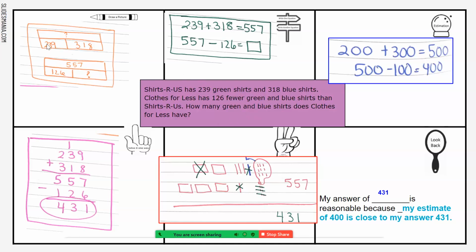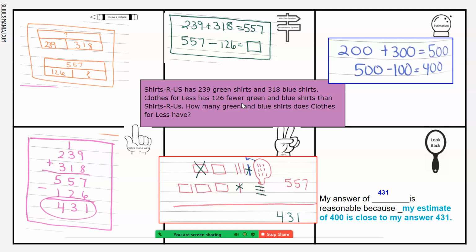Because we've got to start with 239 green shirts, 318 blue shirts to find out how many total green and blue shirts Shirts R Us has. Once we find that out, that it's 557, we have to take away 126 green and blue shirts from Clothes for Less because it says they have 126 fewer green and blue shirts. Fewer is very important, and it's going to be even more important when you're doing your input and output tables. So we talked about that a little bit in our last video, okay?